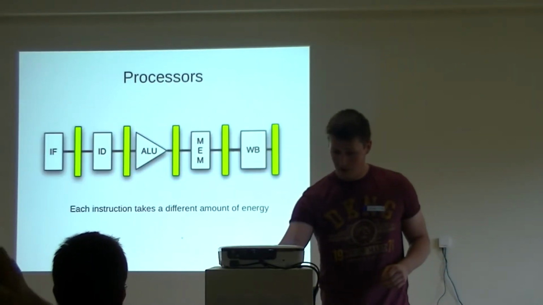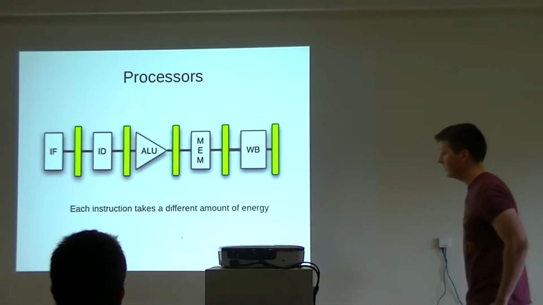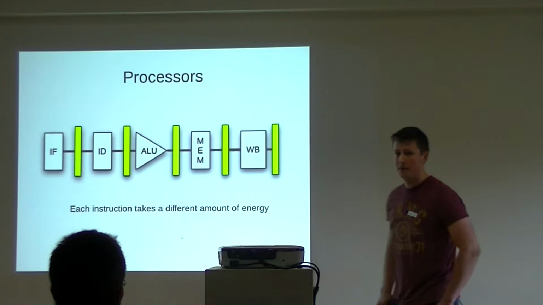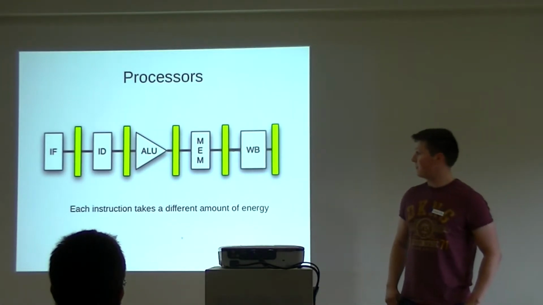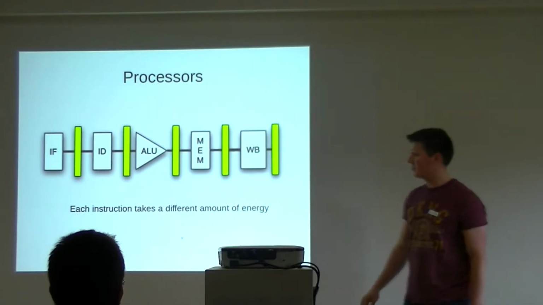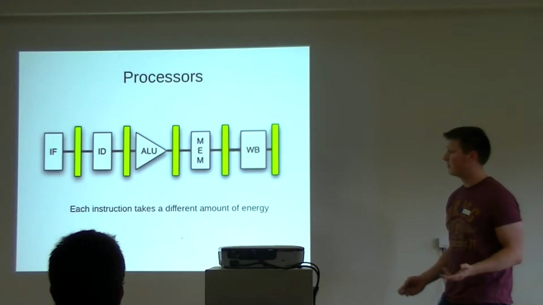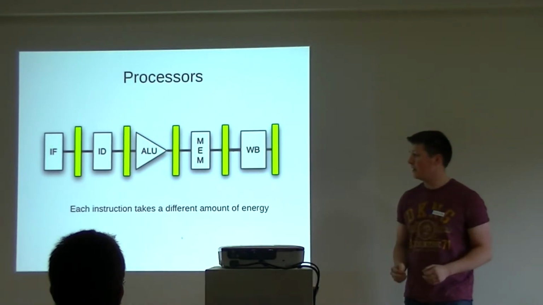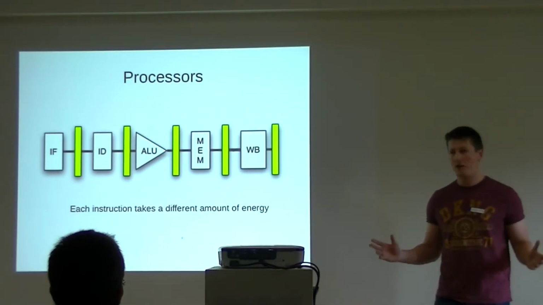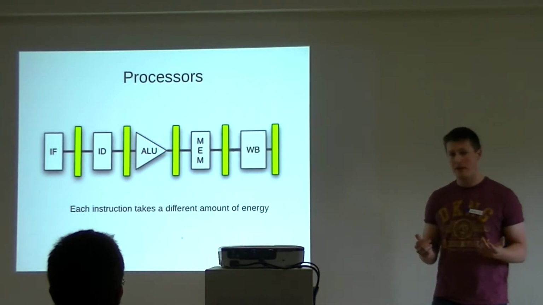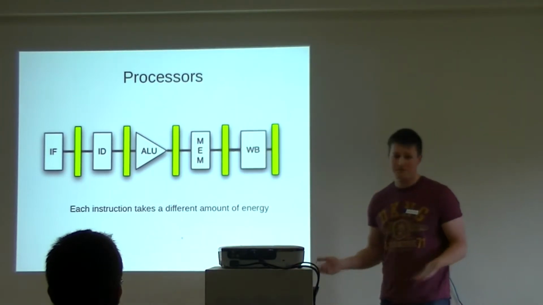And onto another abstraction level, processors. So this is quite far removed from the basic transistors and basic gate level. Consider the pipeline processor here. Each stage in this pipeline, each instruction is going to take a slightly different amount of energy. For example, an add instruction is fairly simple, whereas a multiply instruction triggers a huge cascade of bit flips and takes a significant amount more energy to compute rather than a simple add.